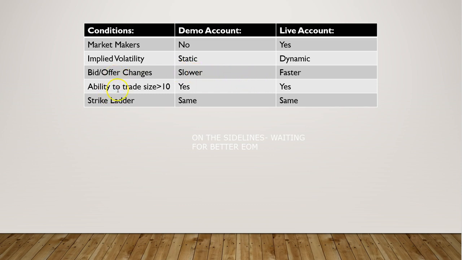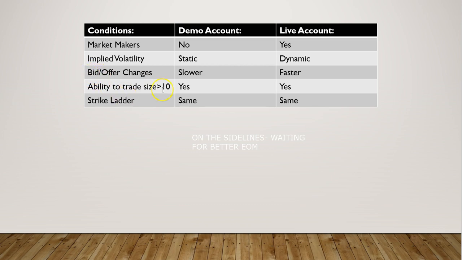Once again, I get back to the ability to trade size. Obviously, you can trade size. When I say size, anything bigger than a one lot. You can do them in the demo just like you can do them in the live account. And the strike ladder, the strikes are going to be the same. So whatever strikes you see in your demo, you're going to see those strikes on the live.